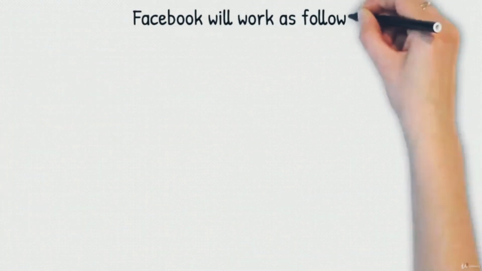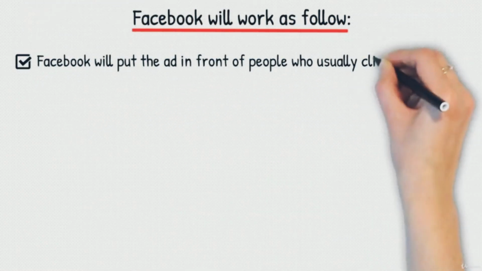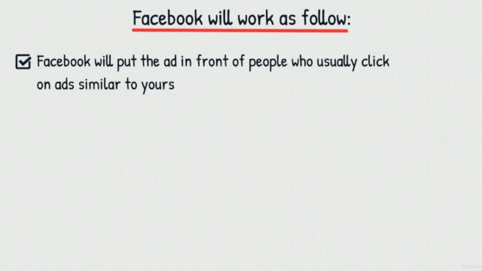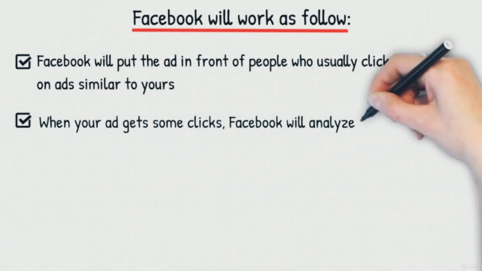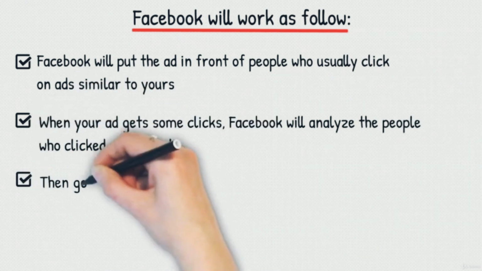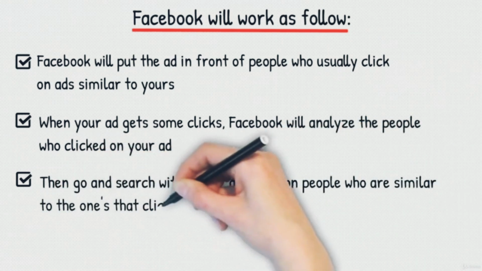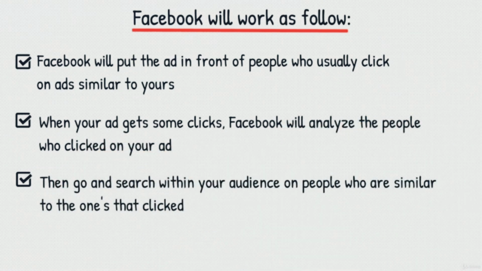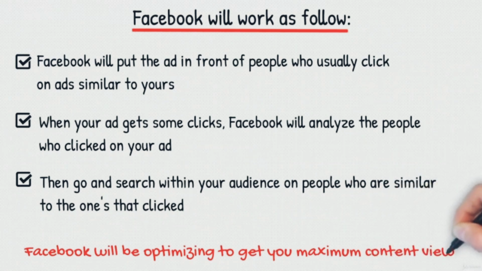Facebook will work as follows. Facebook will put your ad in front of people who usually click on ads similar to yours. When your ad gets more clicks, Facebook will analyze the people who clicked on your ad, then go and search within your audience for people who are similar to the ones that clicked. This way, Facebook will be optimizing to get you maximum content views.